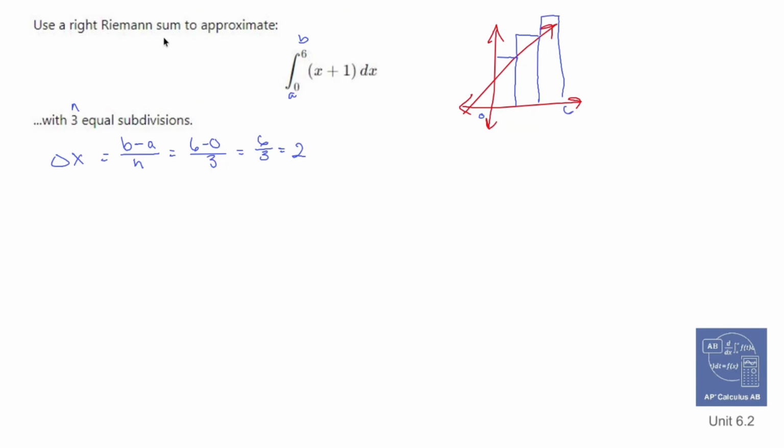Now, since we're looking at the right side, we are focusing on the fact that you would be 2, you would be 4. We're going to focus on 2, 4, and 6. So those are going to be my endpoints.